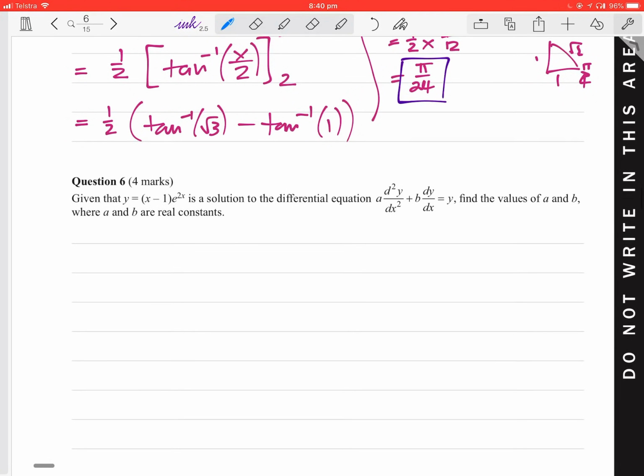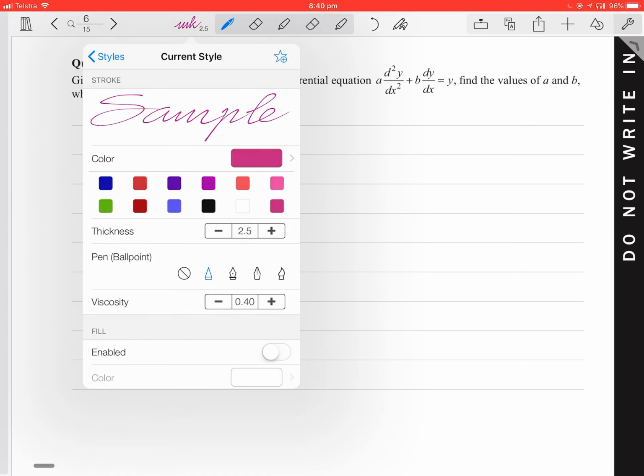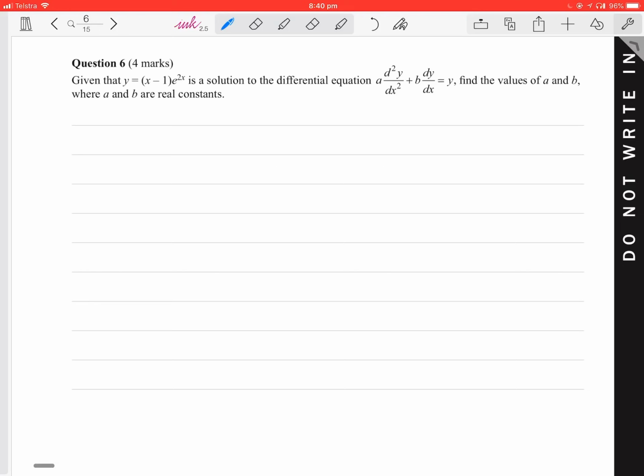Okay, what's up next? A tip for that question. Okay, number 6. Given that y equals x minus 1 times e to the 2x is a solution to the differential equation a d squared y dx squared plus b dy dx plus y equals e to the 2x times x minus 1, find the values of a and b, where a and b are real constants. Okay, so we've got what y is. dy dx is product rule. Derivative of x minus 1 is 1 times e to the 2x, plus derivative of e to the 2x, which is 2 times x minus 1 times e to the 2x.